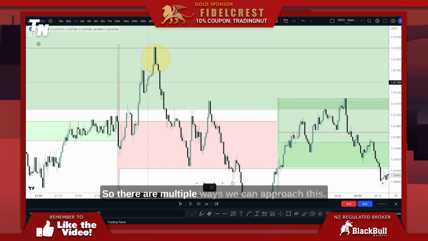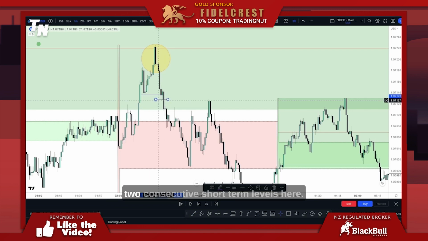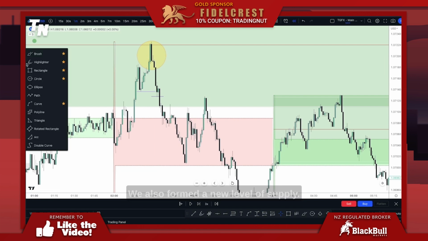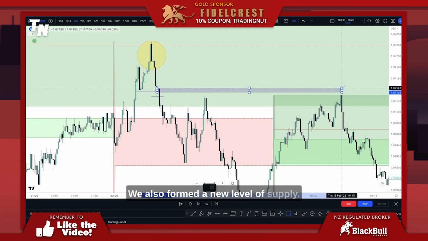So there are multiple ways we can approach this. Of course, it would be a lot more risky to just enter off the tap of this bullish bearish rejection candle. But what we can also do is look for the transition once again through our short-term levels. We can see that we broke 2 consecutive short-term levels here, and we also formed a new level of supply.